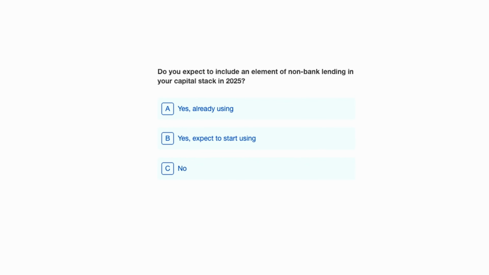So the question is, do you expect to include an element of non-bank lending in your capital stack in 2025? A, yes, already using. B, yes, we expect to start using. Or C, no.